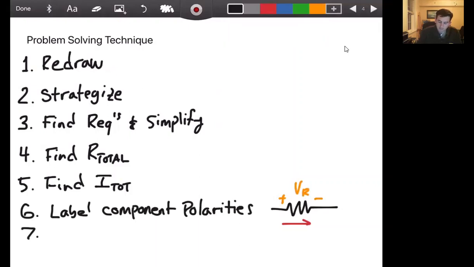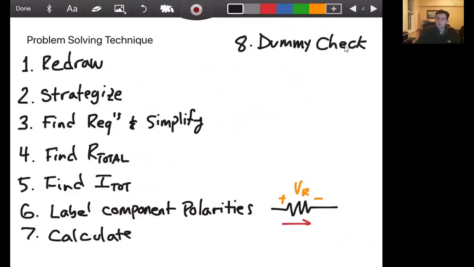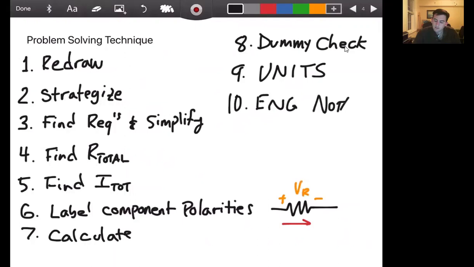Step seven is going to be to calculate. So find whatever you're asked to find. Step eight is going to be your dummy check. One of the things you should be taking away from this class is a gut understanding of should this value be higher or lower than this one. So dummy check yourself, ask yourself if it makes sense. Should you be getting a negative there? Should you be getting a positive? Step nine, make sure you have the appropriate units. Step 10, engineering notation. Make sure those units correspond to the appropriate engineering notation for the answer.